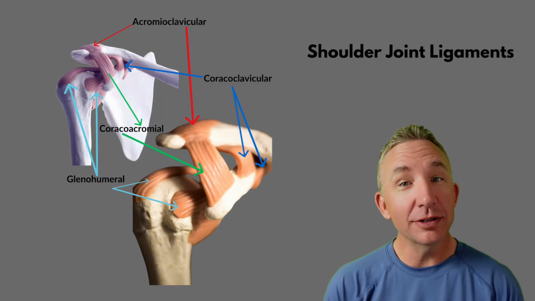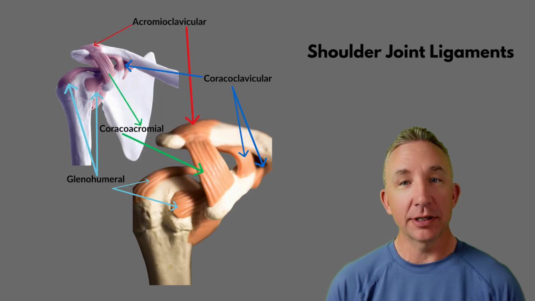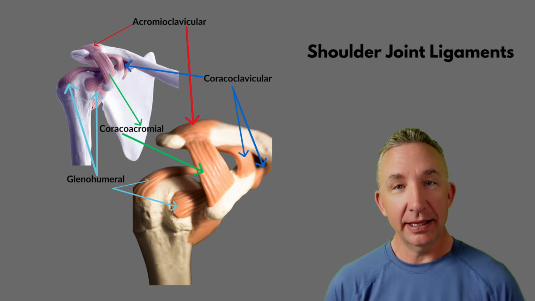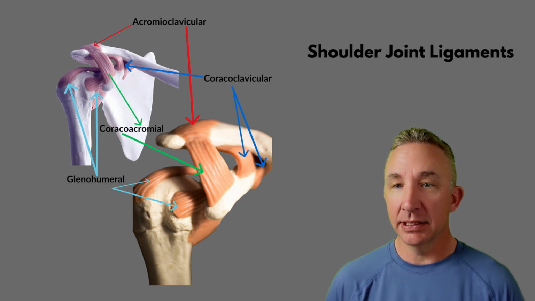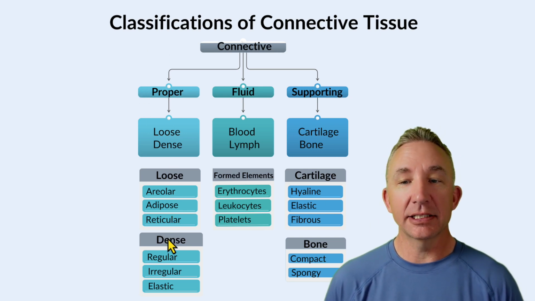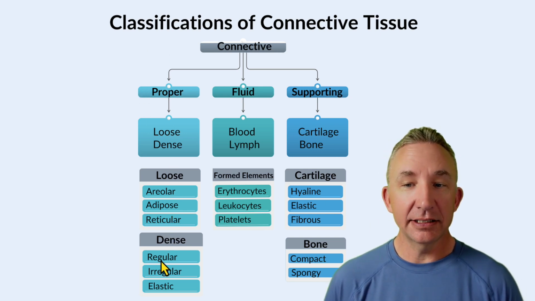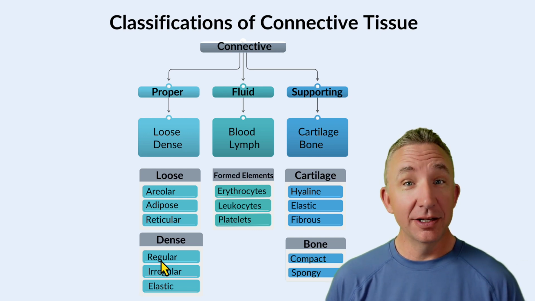We're covering shoulder joint ligaments. As we describe how bones come together, which are articulations, we connect them in many cases with ligaments. Remember, when we talk about ligaments, the type of tissue is a connective tissue, and it's specifically dense, regular connective tissue. 4 types of tissue in the body: epithelial, connective, muscle, and nervous.